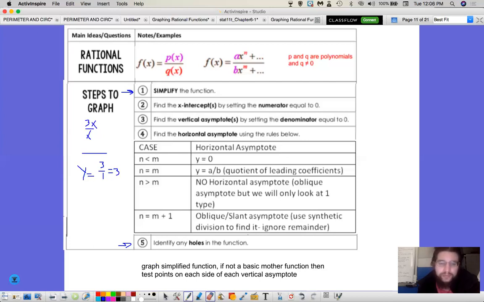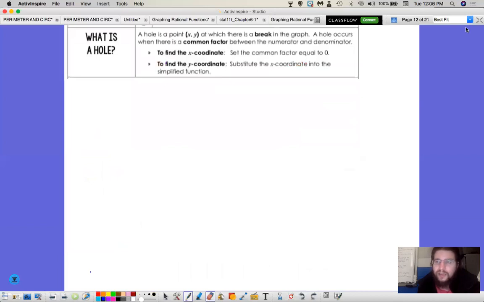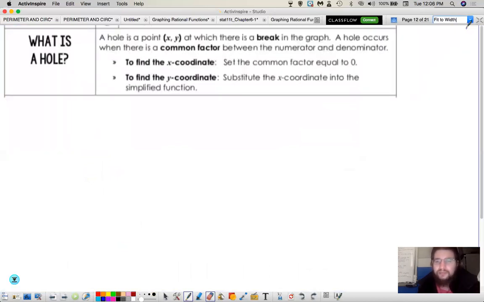So again, a hole is just somewhere in your graph that you had to skip over, basically. Because whenever we canceled something, that means that was in the denominator. So whatever makes the denominator equal 0, you cannot have. So we've got to put a hole there saying, hey, don't touch that.